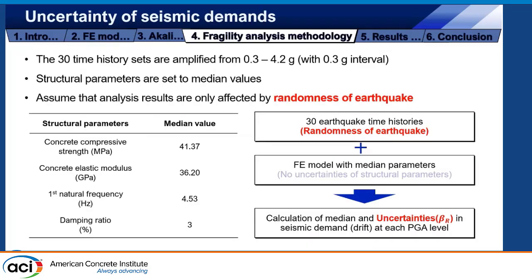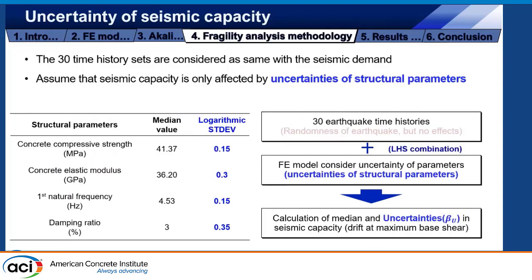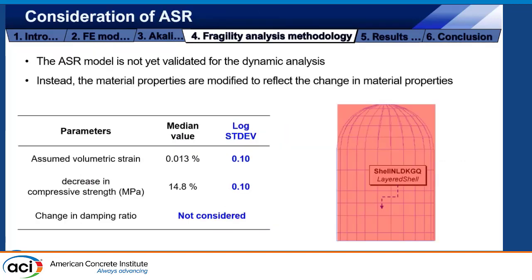And next is about the estimation of the uncertainties of seismic demands. So in this step, we're using 30 earthquake time history sets and the finite element model, but for this model, we set all the parameters as the median value, so we assume that the analysis results are only affected by the randomness of the earthquake. And in the next step, we try to estimate the uncertainties of seismic capacity, so we combine 30 earthquake time histories with the finite element model analysis sets developed by Latin hypercube sampling. And in this step, we assume that the seismic capacity is only affected by the uncertainties of structural parameters.